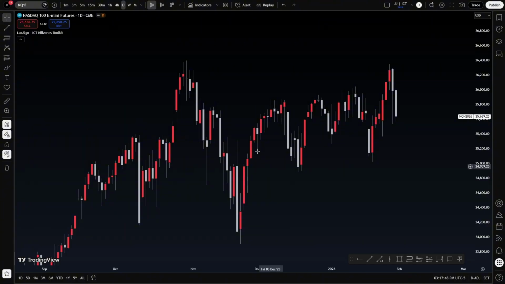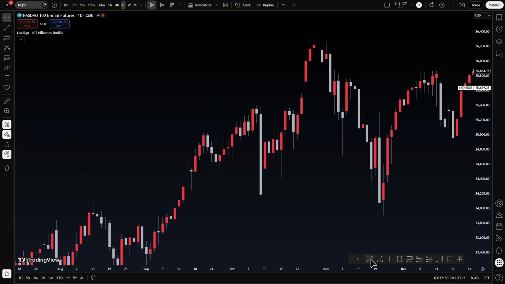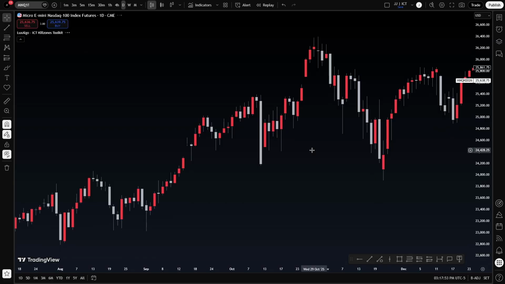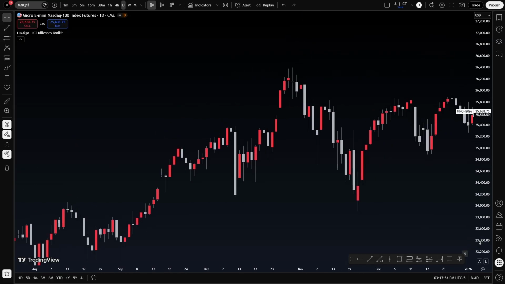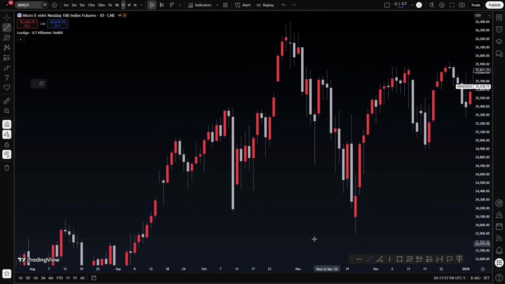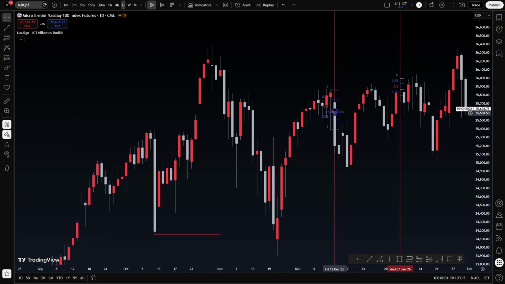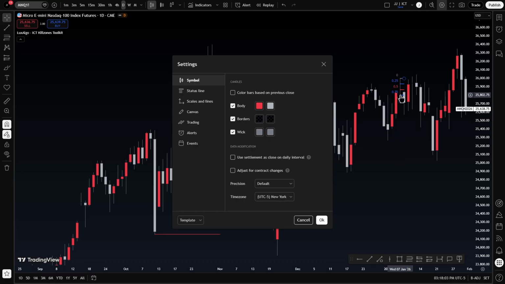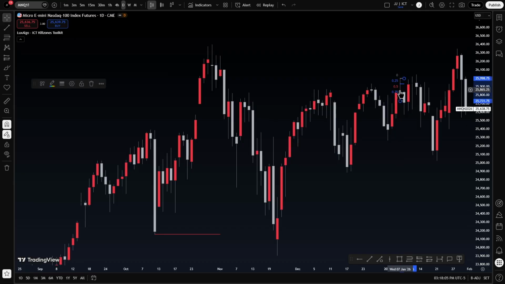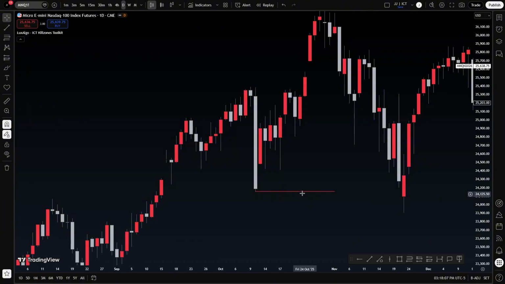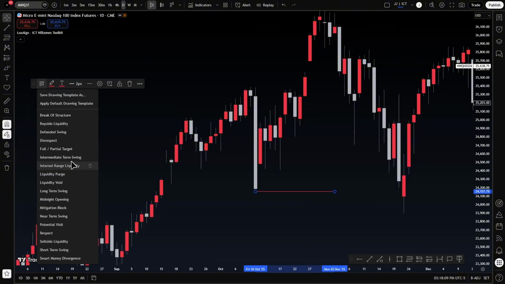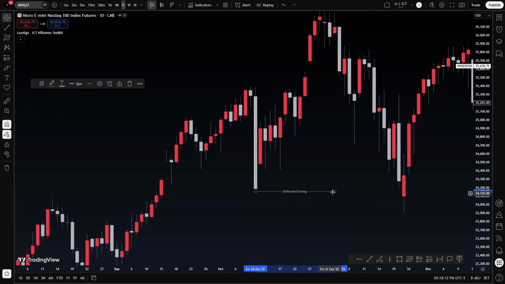Something like this swing here. Oh, I'm on the wrong chart. Hold on. You can't see my drawings because they're a bit messy. This swing right here. Oh no, all the other examples from the previous episode. I forgot to delete them. My bad. There we go. This swing here would be a defended swing.